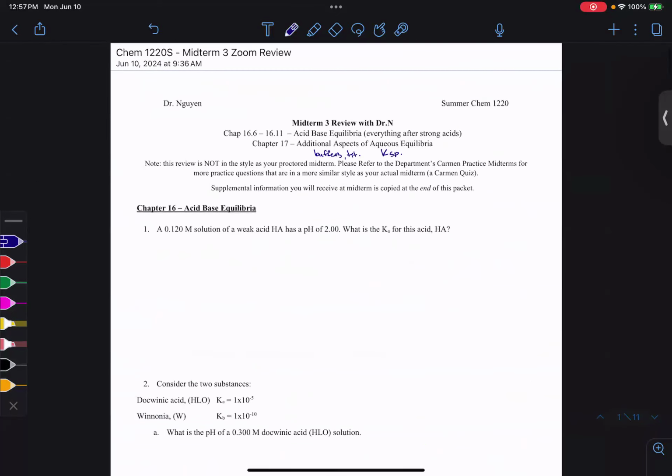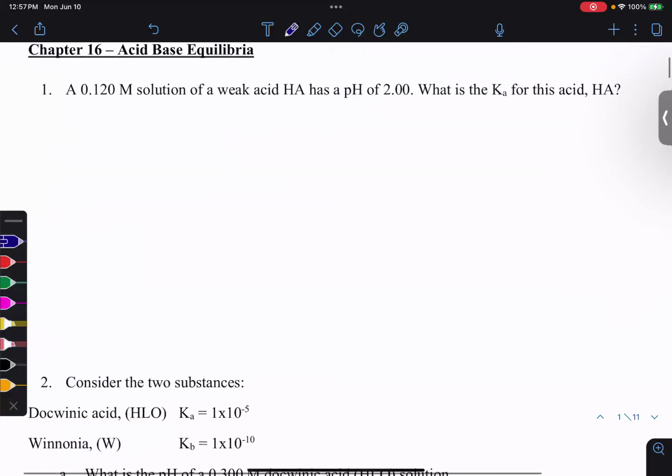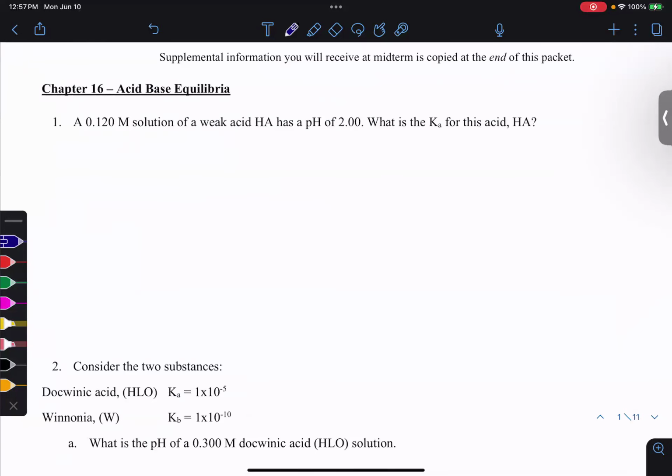Okay. So remember, a buffer is a mixture of HA and A minus, or a base and its conjugate acid. Chapter 16, we just looked at one of these things. What if you just have HA in solution? What if you just have A minus in solution? So it's all about, can you recognize what's in solution, which K to use?